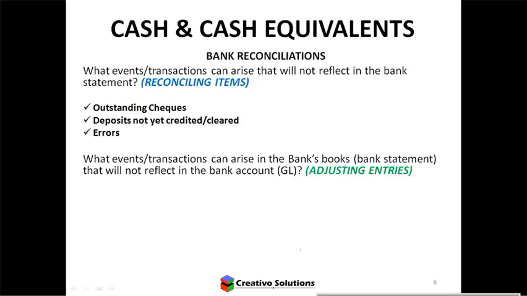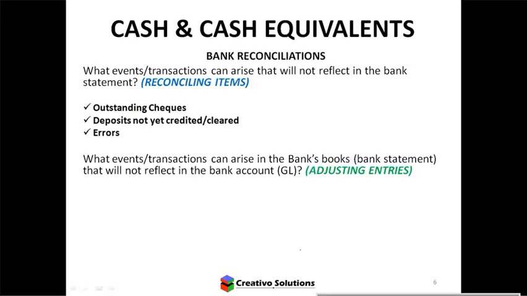What is an adjusting entry? It's an event or transaction that arises in the bank's books, i.e. on the statement, but not in our records in the general ledger. So what examples can you think of? If you've been paid by a receivable in cash but you haven't done the deposit yet. Okay, so a direct deposit. Why? A direct deposit will go into the bank statement, but will you have record of it? No, you won't.